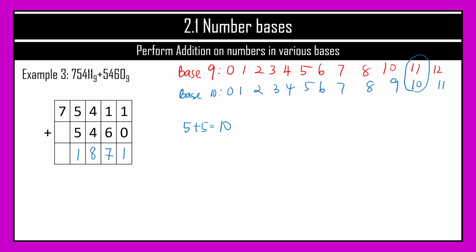So we're going to bring 1 and then the other 1 to the next placeholder. So I get 1 plus 7, which is 8. Okay, we still get 8, so I'm going to write 8. So the final answer is 81871 base 9.